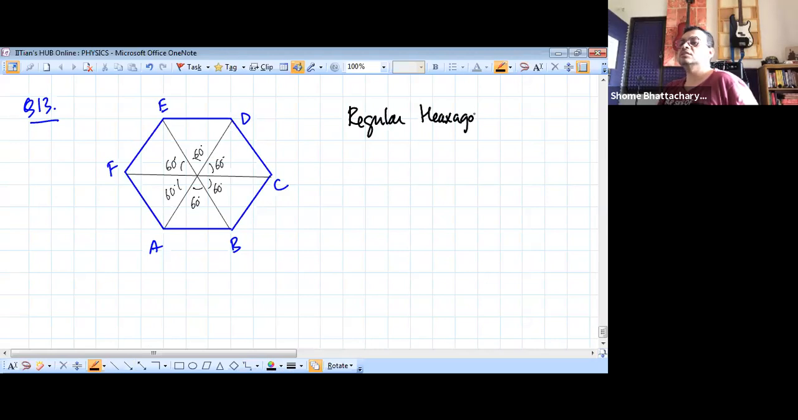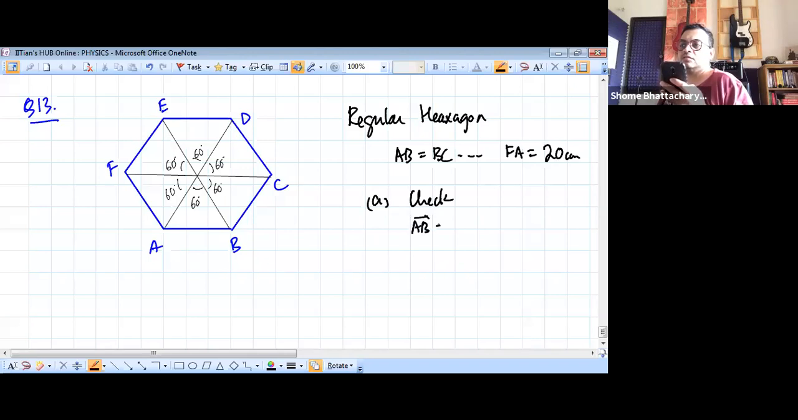And in this case, all six sides are equal to how much? 20 centimeters in length. Now see, we have to check, for example, in option A, the vector sum of AB plus BC plus CD plus DE. In option B also we have to do the same, but check that sum. Whereas in option C we have to check the vector sum of AB, BC and CD.